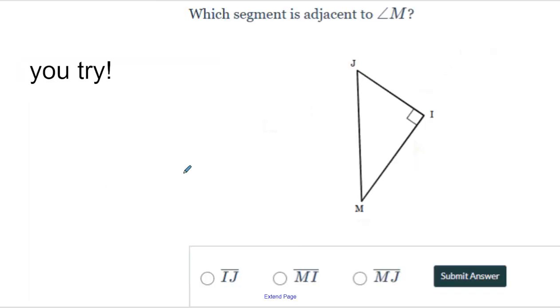Okay, you try one. Which segment is adjacent to angle M? Pause the video and submit your answer. Welcome back. So if I'm standing at angle M, I have my hypotenuse, which is this side. That's across from the right angle. And then adjacent would be the other side that my angle touches. So MI would be the right answer.